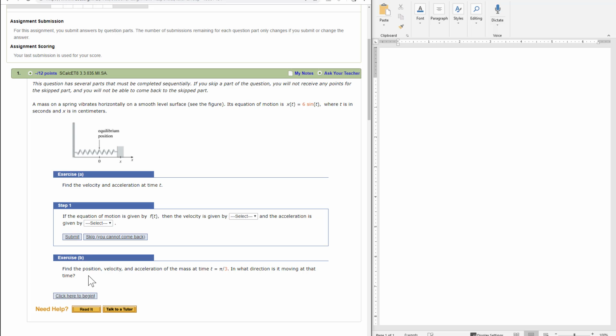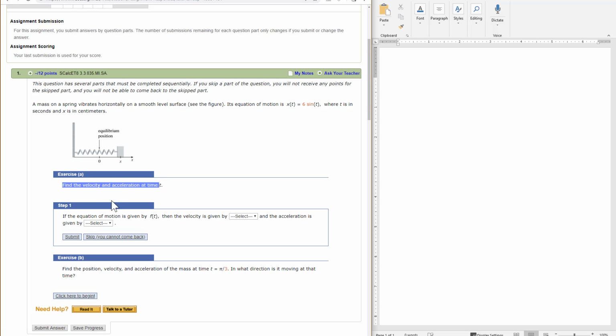This is a problem from your lab assignment from section 3.3, problem number 1. A mass on a spring vibrates horizontally on a smooth surface, and the equation of motion is given by this function: x of t is equal to 6 sine t, where t is the time in seconds and x is in centimeters. So here's our visual of that. And for the first part of this exercise, they want us to find the velocity and acceleration at time t.